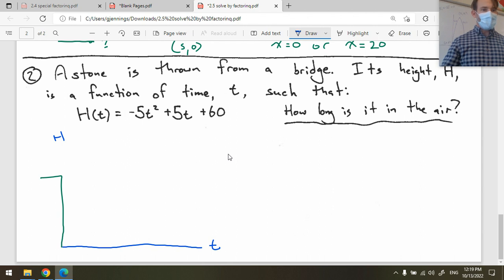And that would be the height of 60. I know that it starts at 60 because it's up there. That's its y-intercept. So that's the point 0 in the t, sorry, at 0 seconds. It's at 60 meters high. It's a parabola that opens downwards, and it's rising when it starts. So it looks something like this.